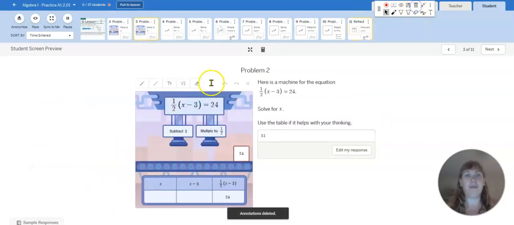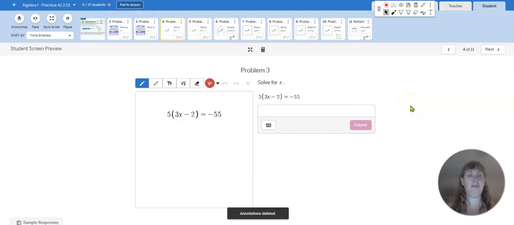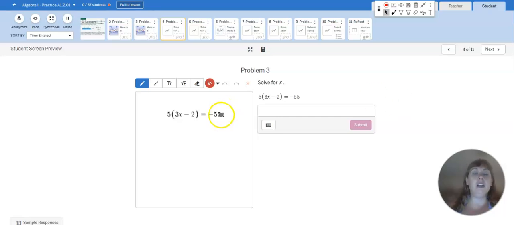Okay. Let's look at problem 3. So this one doesn't have the machine, so we just want your brains to see multiple ways that we're working through this. So we have 5 times the quantity of 3x minus 2 equals negative 55. The first thing I want to do is get rid of this 5 in the front that is being multiplied by the whole parentheses. The opposite of multiplication is division, so I'm going to divide both sides by 5.